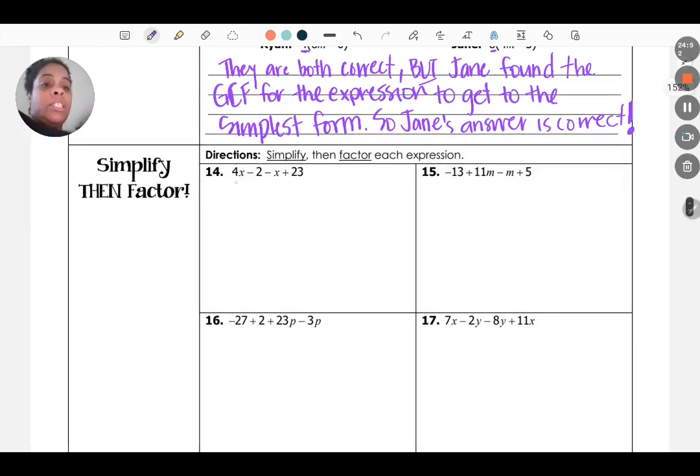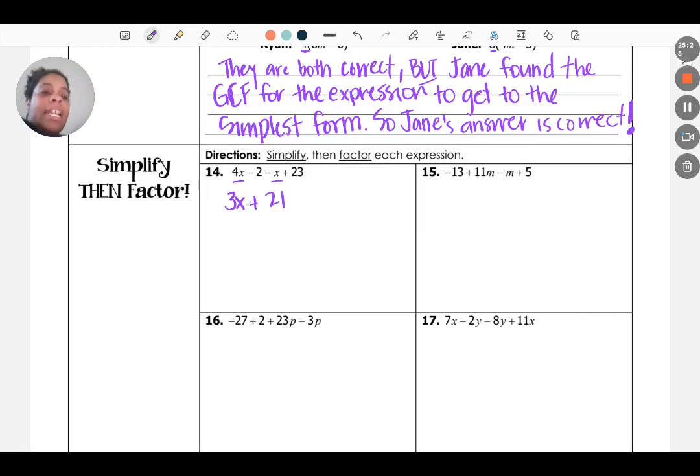All right, so I see x and I see x. So I'm going to start with 4x. 4x minus x will give us 3x, and it's positive because 4x is larger and it's positive. And then I have negative 2 plus 23. That means I'm going to take 2 away from 23, and it's positive, so I'm going to do plus 21. 23 is bigger and it's positive, so it keeps the bigger number's sign.